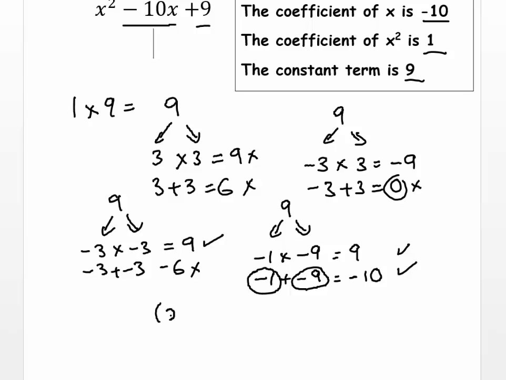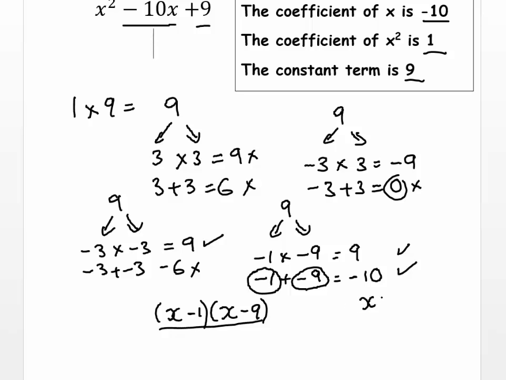So we're going to have (x − 1)(x − 9). How can I check if this answer is correct? Let's test it by expanding out those brackets.